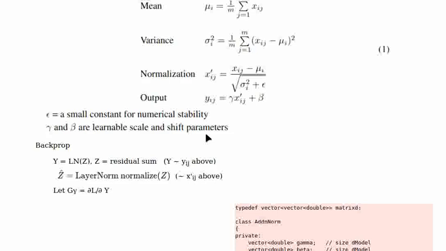In the backprop process, we let y be LN(c). LN means layer norm, and c is the argument. C is already the residual sum. So y basically is the yij here, the output. And we let c hat be the normalized c. And that's this xij values here, c hat.